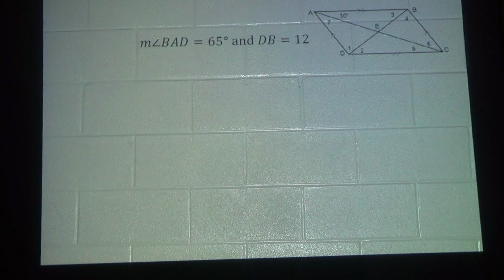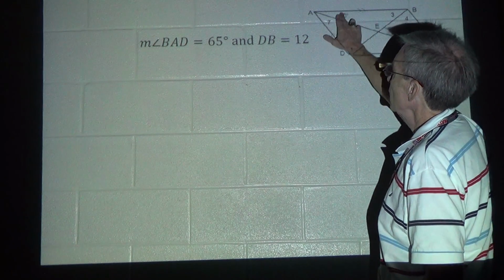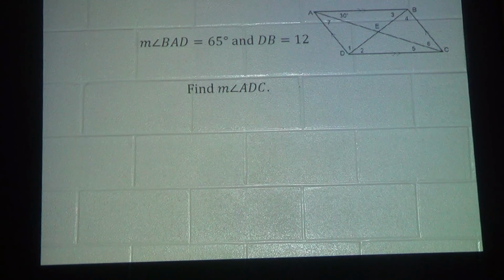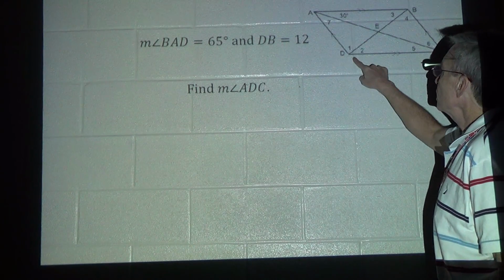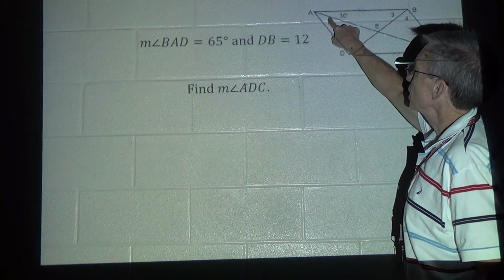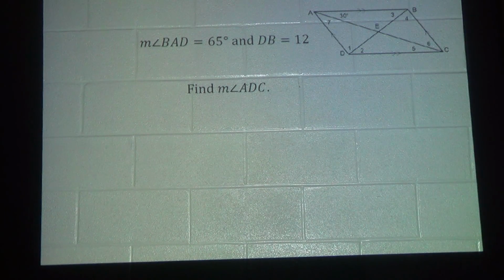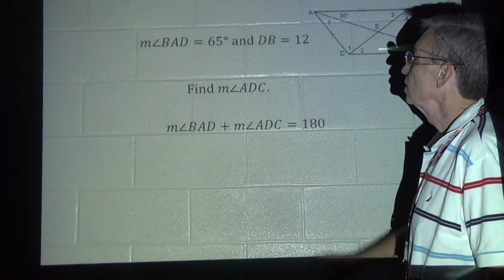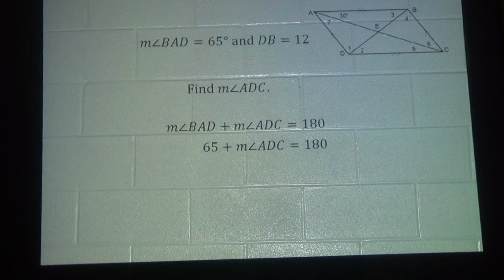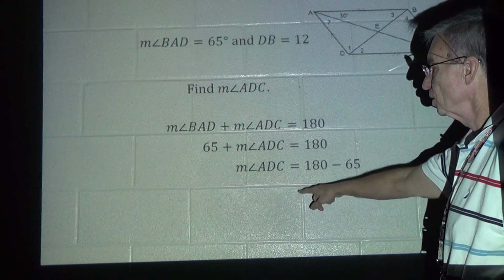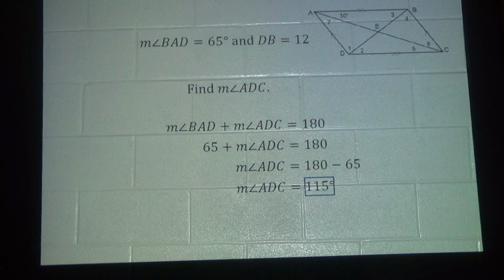All right, example 11. Still have the same thing. This big angle up here is 65, and DB is 12. This time they want us to find the measure of angle ADC. So ADC is this big angle right here. This big angle right here and this big angle up here add up to 180 degrees because they are consecutive angles. So that's where they came up with this. We're going to substitute the 65 in for angle BAD and subtract the 65 from both sides, which gives us the measure of angle ADC is equal to 115 degrees.